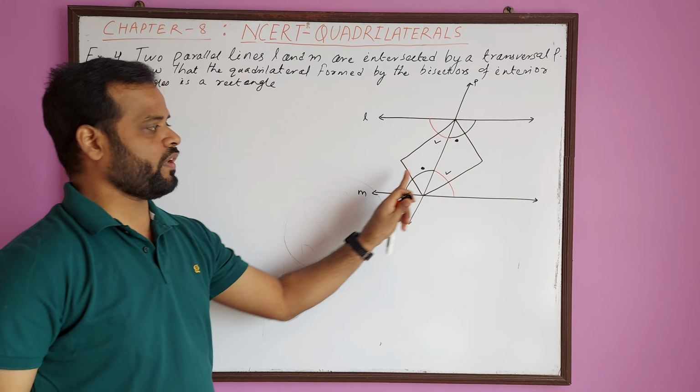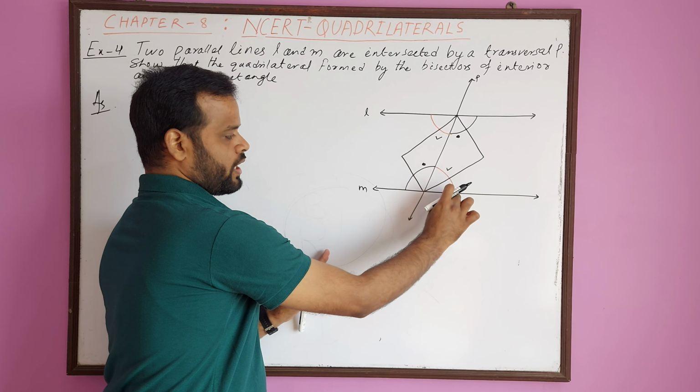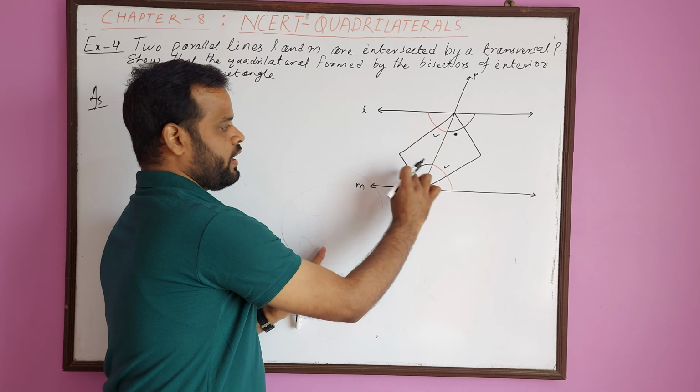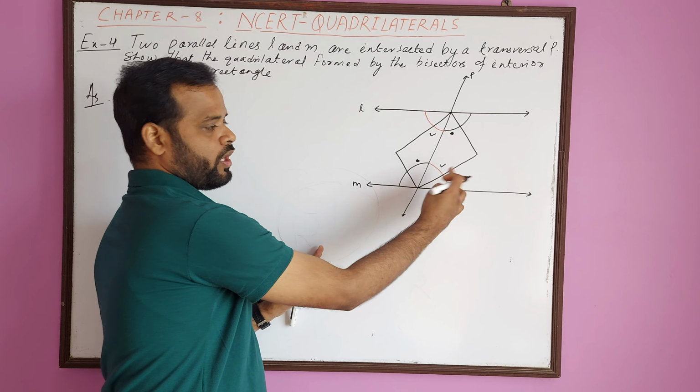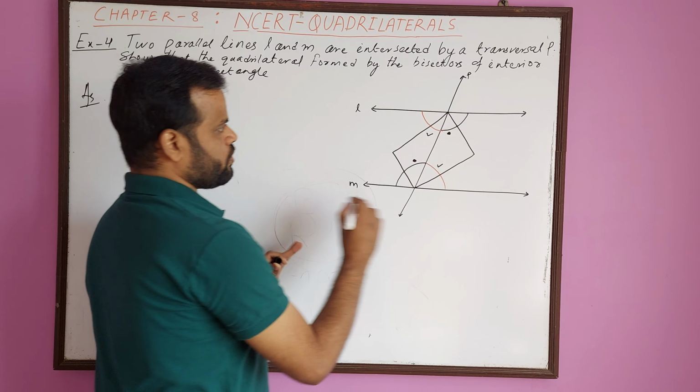Then we have to prove any one angle equal to 90 degrees. So this total angle plus this total angle will be a linear pair. Then half of this plus half of this will be equal to half of 180, so this angle will be 90 degrees. So let us go step by step.